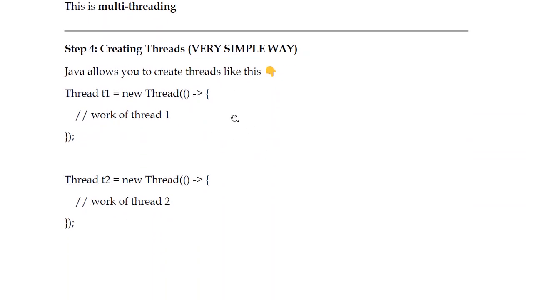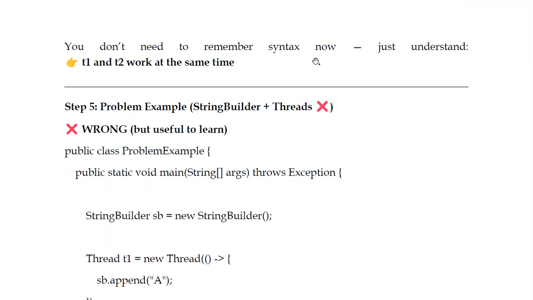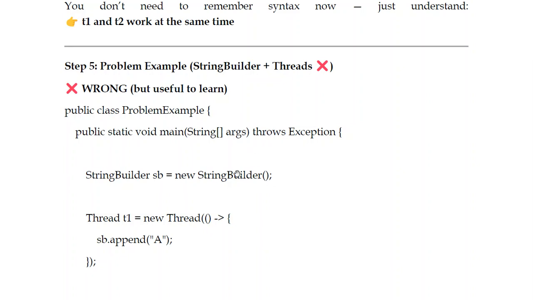Okay, don't worry about the program code, just follow what is happening. This is thread 1, process 1, this is process 2, person 1, person 2. You don't need to remember the syntax now, just understand that t1 and t2 work at the same time. So what's the problem now? Both are executing at the same time.